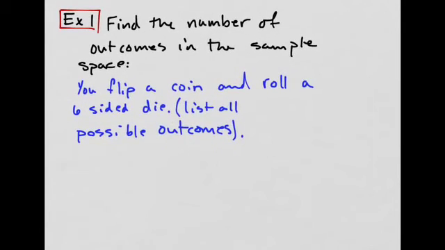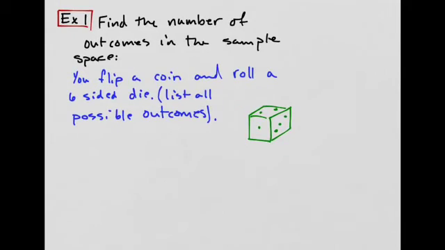All right, find the total number of outcomes in the sample space. So suppose you flip a coin and roll a six-sided die. On the die, you have six sides and you roll it. You can land either 1, 2, 3, 4, 5, or 6, and the coin has heads or tails. So name all possible outcomes. I guess the first thing you could do is just think about the coin. You could either land heads or tails. So what we're going to do now is called a tree diagram for all possible outcomes for the sample space.